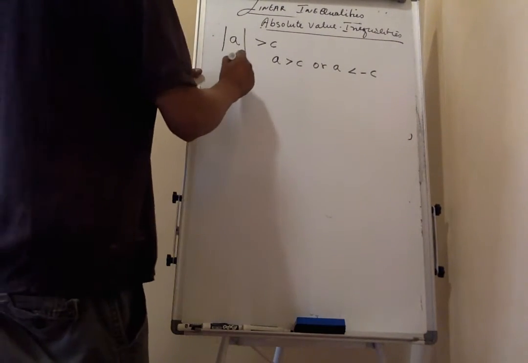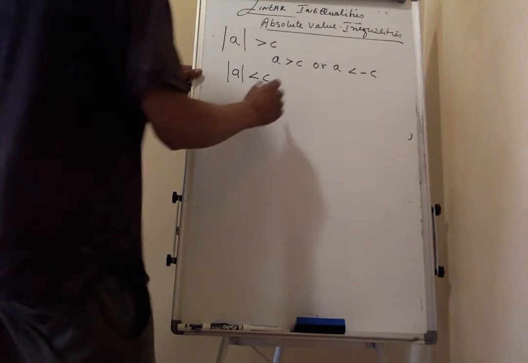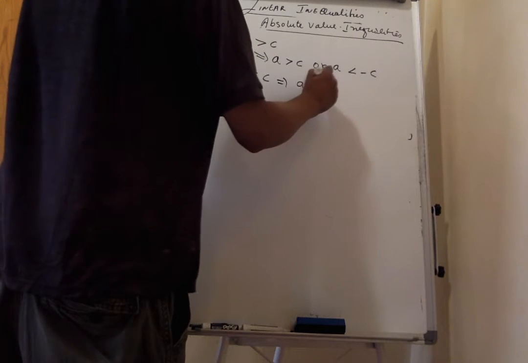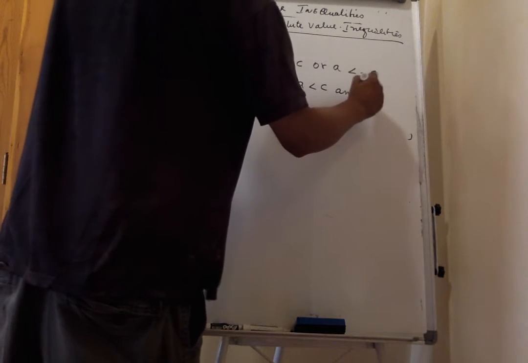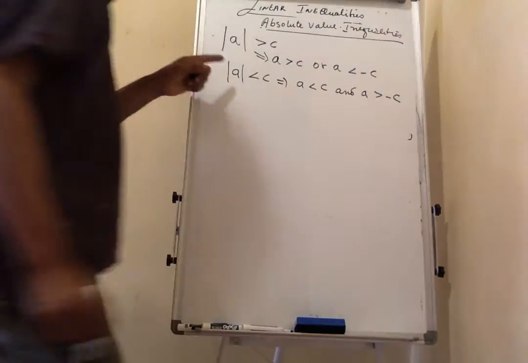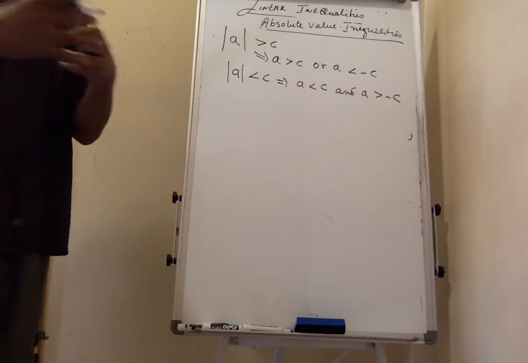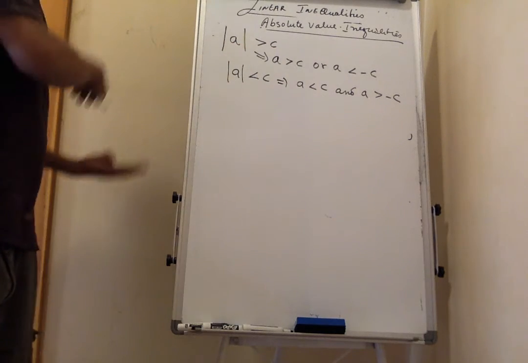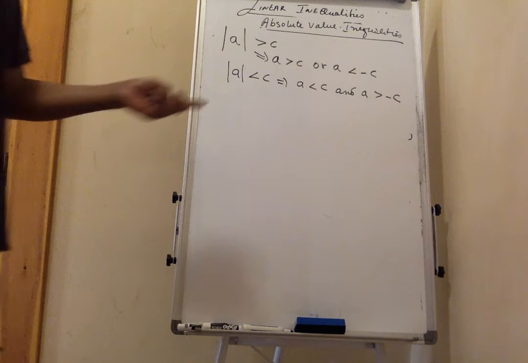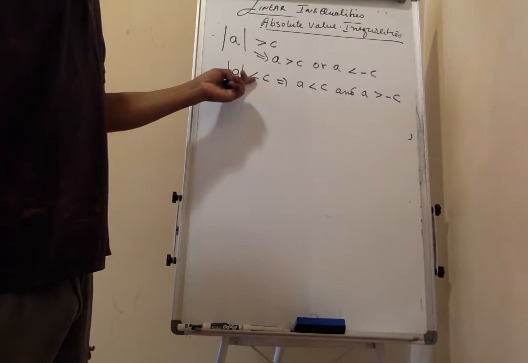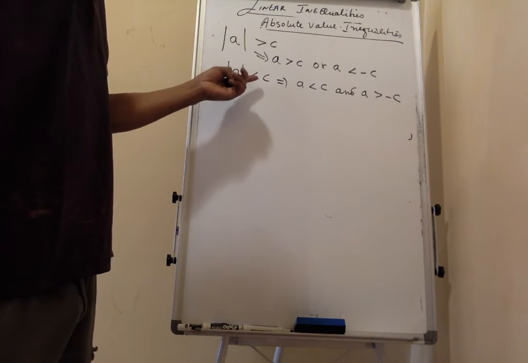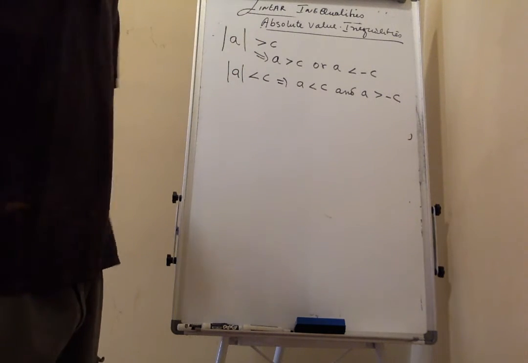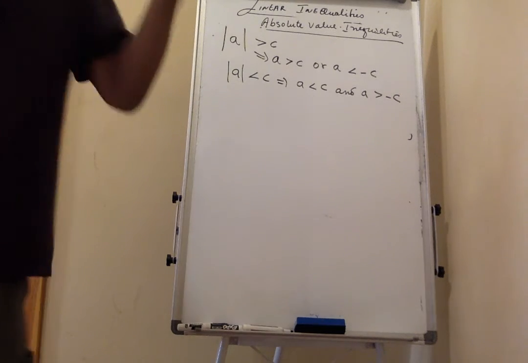And if the absolute value of A is less than C, that means A is less than C and A is greater than negative C. This one gives us the intersection of the inequality, and this one gives us the union. One of them goes one way, the other goes the other way. But in the absolute value inequalities of less than, both of them come from opposite directions and they converge together. And then you can always check it out.